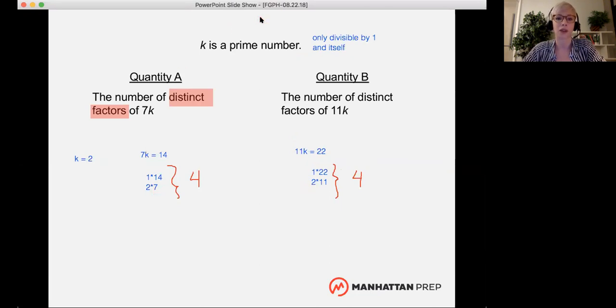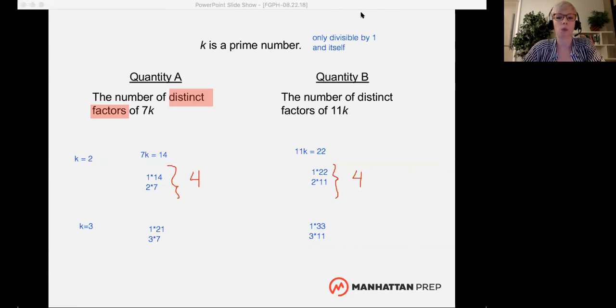We could test another set of numbers. We could test 3. So where k equals 3, then we've got 21. So 1 times 21, 3 times 7. All right. And then over here, 11k would be 33. So 1 times 33, 3 times 11. We're getting the same thing every time, right? So usually on the GRE, if you test a couple sets of numbers and you're getting the same result, you know, maybe you could pick that.